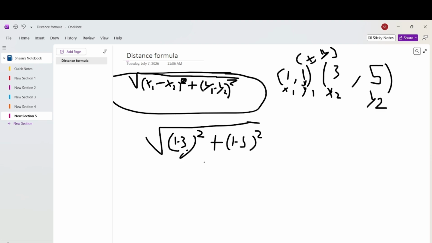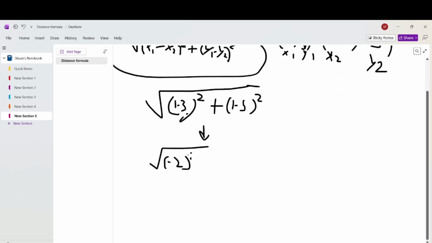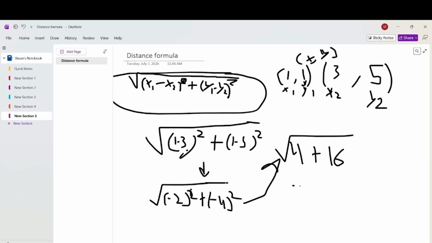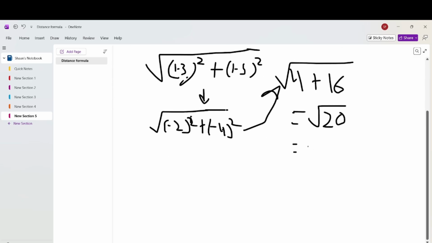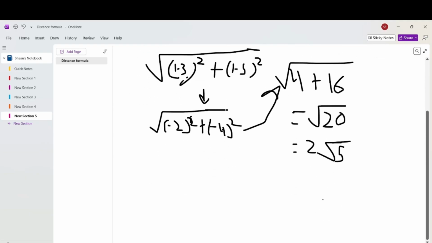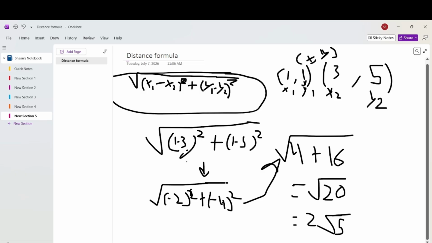Now let's solve this. We're going to drop this down into the square root of (negative 2) whole squared plus (negative 4) squared. Now we have negative 2 whole squared and negative 4 whole squared. So that would be the square root of 4 plus 16, which is equal to the square root of 20, which we can simplify into 2 root 5. If you don't know how to simplify square roots, I can also make a video on how to do that. So that's one way we got it. We got the distance between these 2 points as 2 square root of 5.